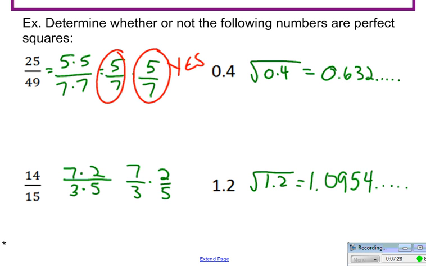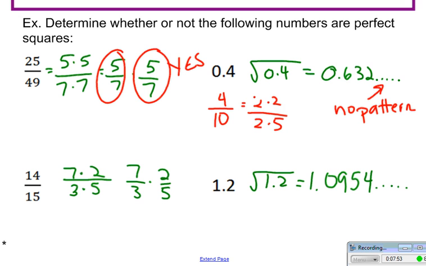If we look at our second example, 0.4, if you wanted to, you could look at this as 4 over 10 in a fraction, so 2 times 2 over 2 times 5, or you could put it in your calculator, square root of 0.4, and we get 0.632, etc. So it goes on forever, and it doesn't follow a pattern. That's really important. Sometimes we'll have decimals that will follow a pattern, and they technically would still be rationals or perfect squares. But this decimal does not follow a pattern, so it is not a perfect square.